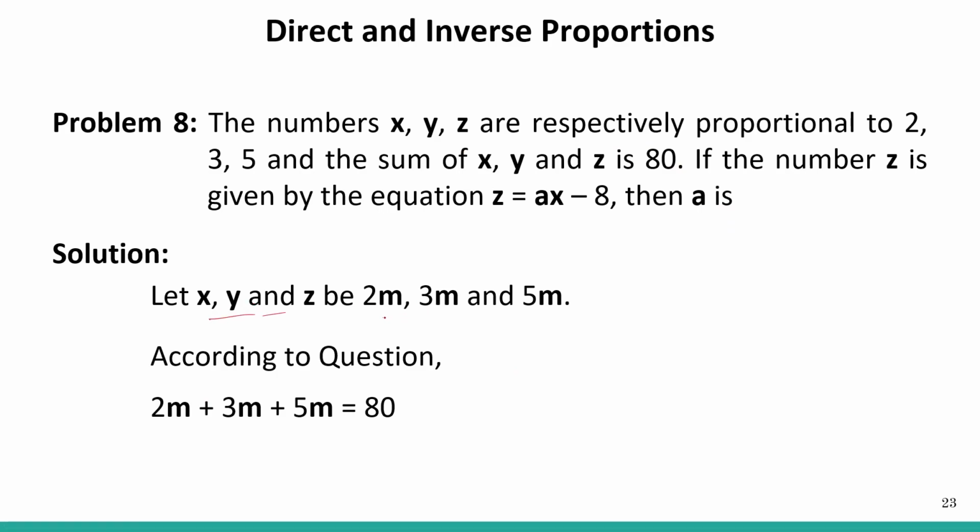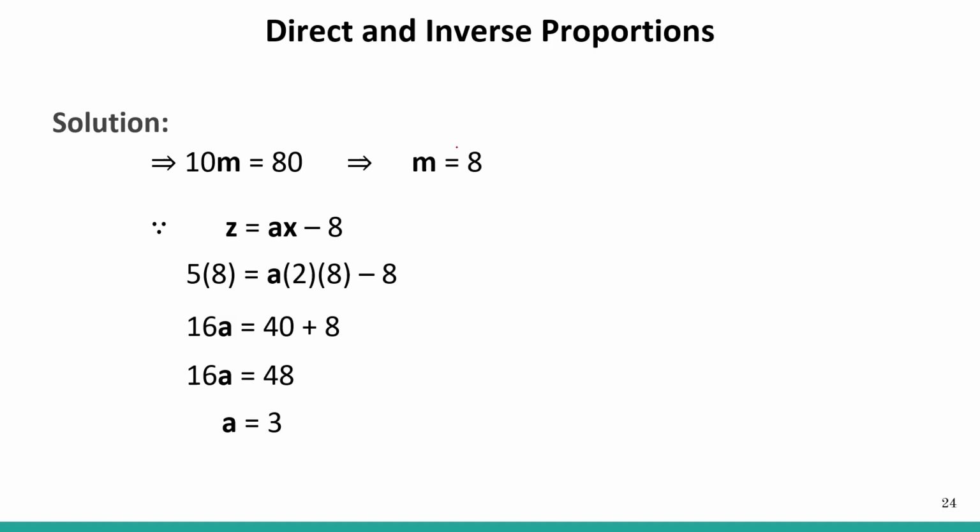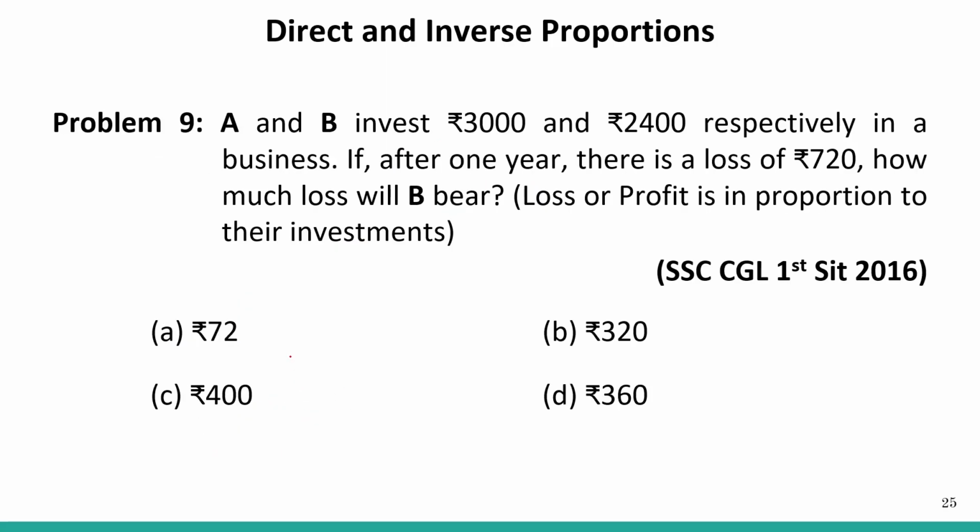So let x, y, z be 2m, 3m and 5m respectively. This is what we have assumed right now. Okay, so according to the question, the addition of this is equal to 80. So m is equal to what? m is equal to 8. So z is equal to ax minus 8. Okay, because z is equal to ax minus m. So 5 into 8 is equal to a into 2 into 8 minus 8. So 16a will be what? 48. So a will be 3, right? Solving this algebraic equation, we can arrive at this conclusion.